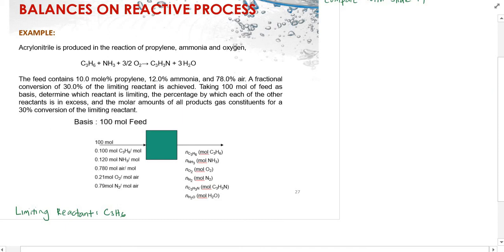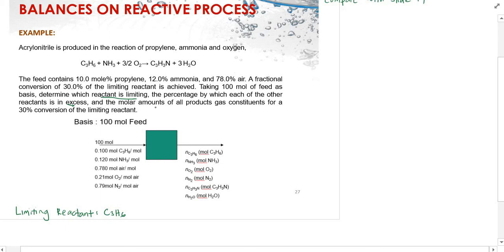So I don't want to focus on calculating and identifying the limiting reactant. That is the same method. Previously we compared the number of moles given with the stoichiometric ratio, and the limiting reactant is propylene. Then the percentage by which each other reactant is in excess, we have done this before. Once you know the limiting reactant, the other reactants must be in excess, so you just calculate the excess.